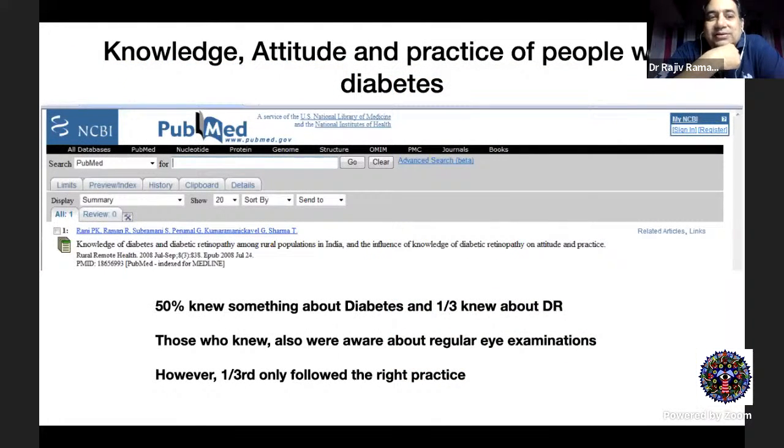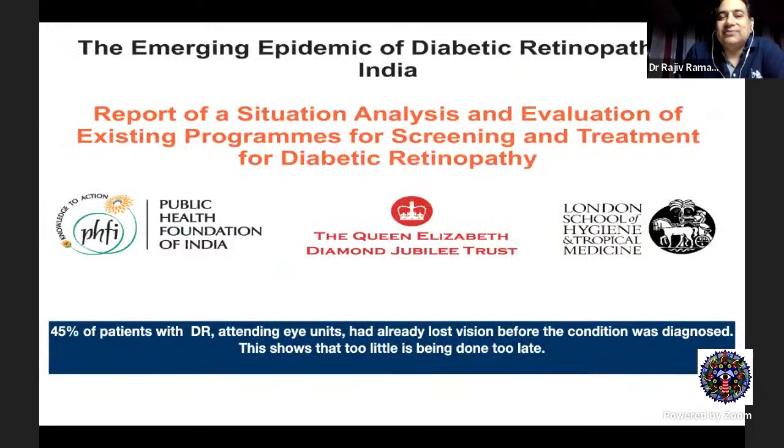This is a study which looked into knowledge, attitude, and practice. Though 50% knew something about diabetes, a third knew about retinopathy. Those who knew were also aware that they need a regular eye exam. But if you look at the practice, only a third of them actually visited an eye doctor on a regular basis. So there is a big gap. The knowledge and awareness is poor, and even among those people who had knowledge, the practice is poor. So definitely there is a need for a systematic diabetic retinopathy screening program.